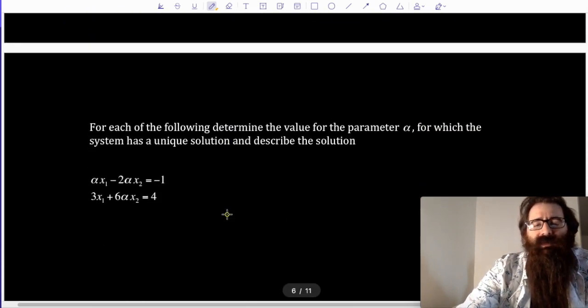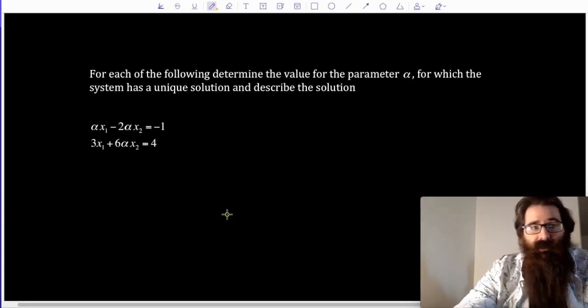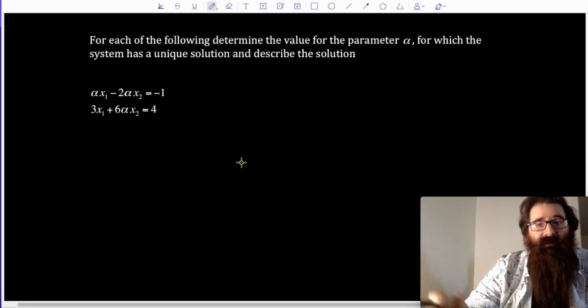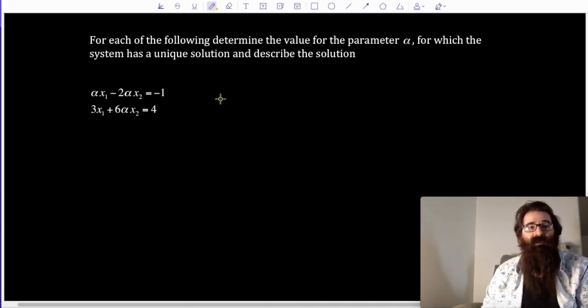Let's take a look at another example of Cramer's rule before we talk about building inverses with the adjugate or the classical adjoint matrix. Let's take a look at something that's similar computationally, but with a little bit of an idea behind it. For the following system, I'd like to determine the value for the parameter alpha for which the system has a unique solution and describe the solution. And here I'm given the system alpha times x sub 1 minus 2 alpha x sub 2 equals negative 1. And then another equation, 3x sub 1 plus 6 alpha x sub 2 equals 4.